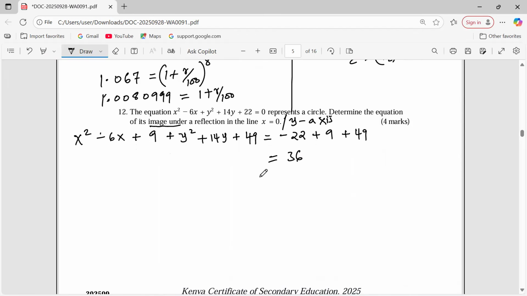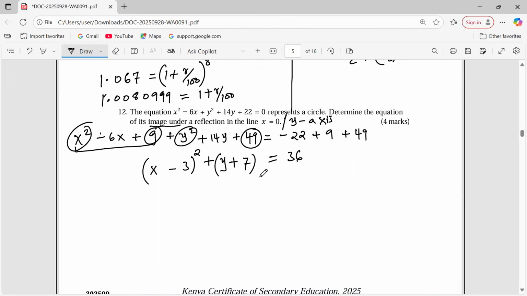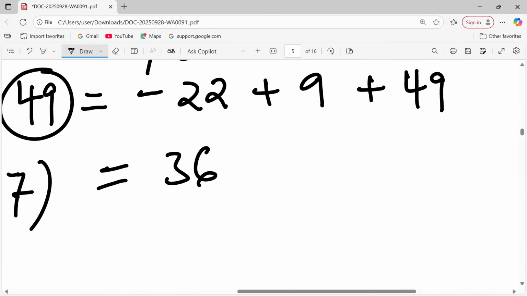Then now on the left, we shall have factorization. We factor the perfect square here. Square root of this part is x. The sign that follows is a minus. Square root of the constant is 3. Plus. Square root of this part is y. The sign that follows is a plus. Square root of this part is 7, squared, like that.